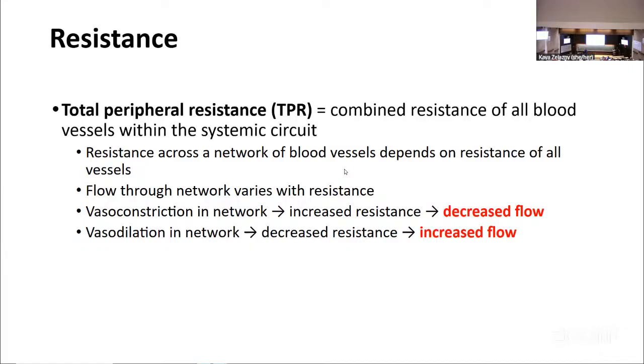So when we see vasoconstriction in our systemic circuit, in this big network, constriction means a narrow, smaller radius, meaning we have an increase in resistance, harder to send flow through that system, decreasing the flow. When we blow up our blood vessels big and wide, vasodilate, now we have less resistance, increasing the flow through our circuit.